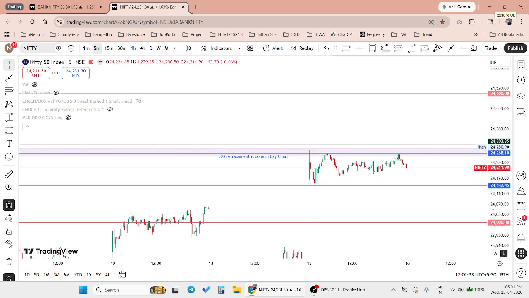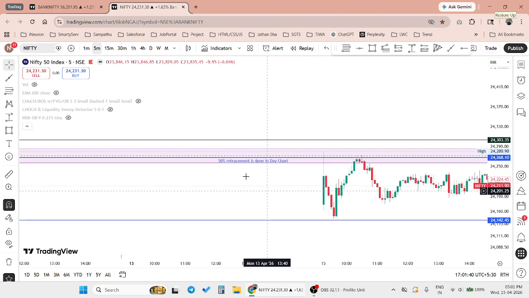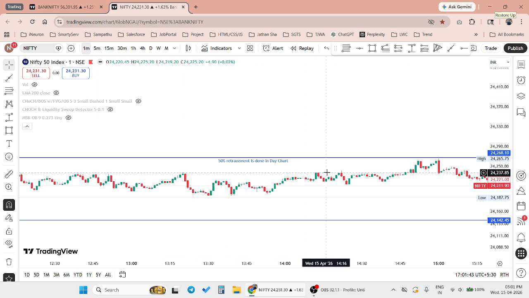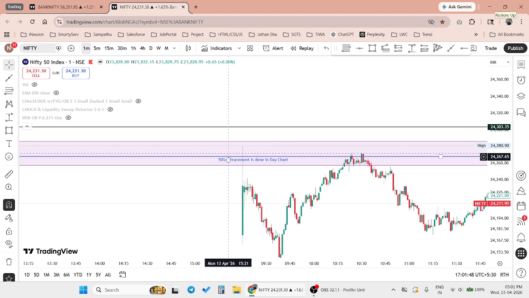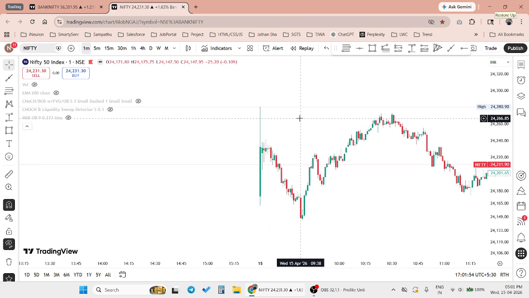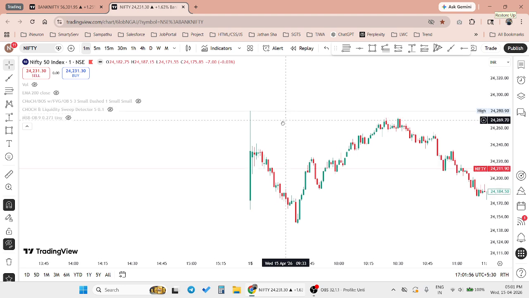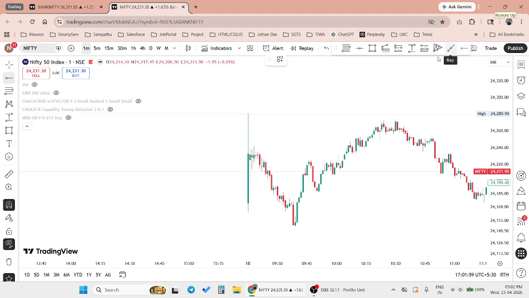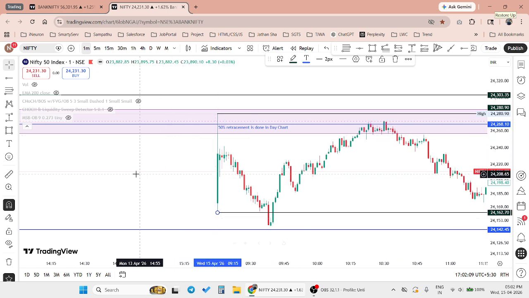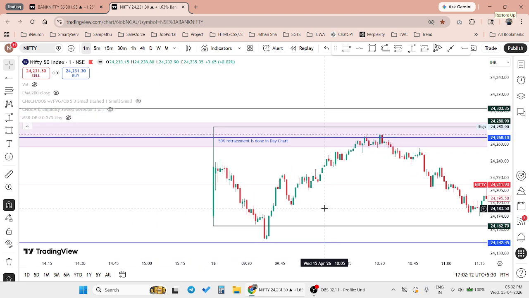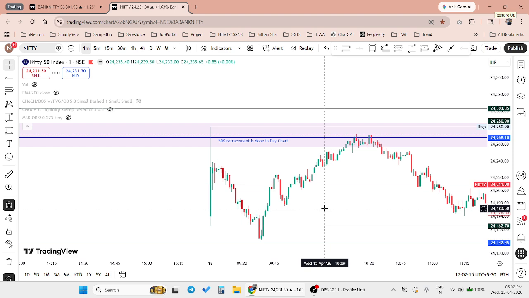So let's come to today's chart. I'll switch back to 1 minute. If you notice here, you can see the first candle is green, and what you have to do is mark the first candle high and first candle low. Okay, so once you have done that, then you have to wait for the proper setup.